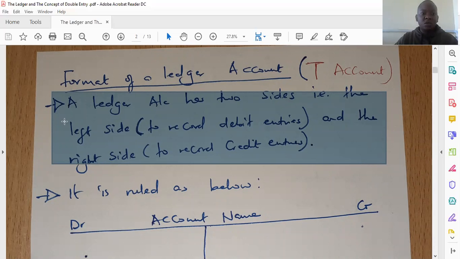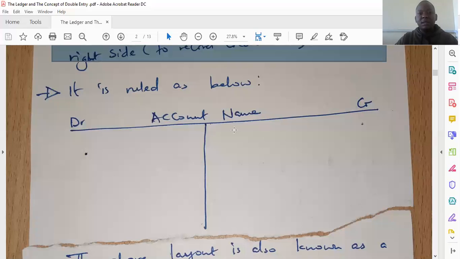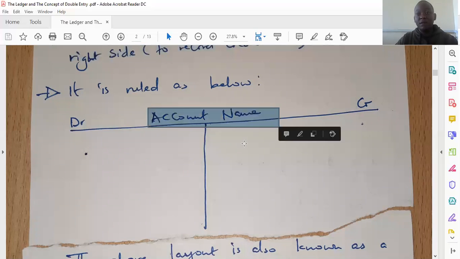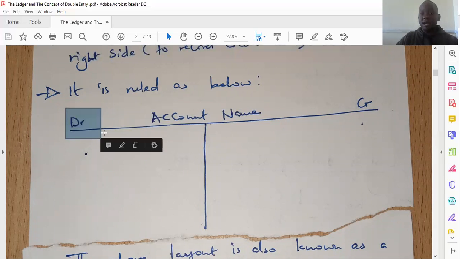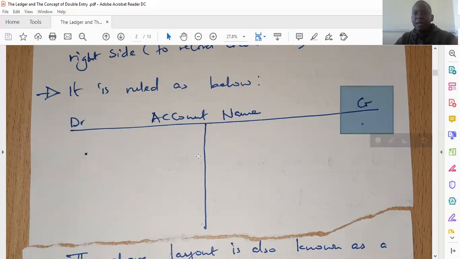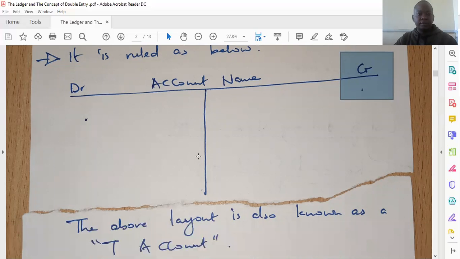So it is ruled as below. So we have the big T, which must have a title, and in the title we have the account name. Then on the left side we have the debit side or the debit entries, so it's referred to as the left side or the debit side. And then on the credit side, that is the right side, we have the credit entries. And then the entries are made inside there. So we shall have an example to illustrate all this.